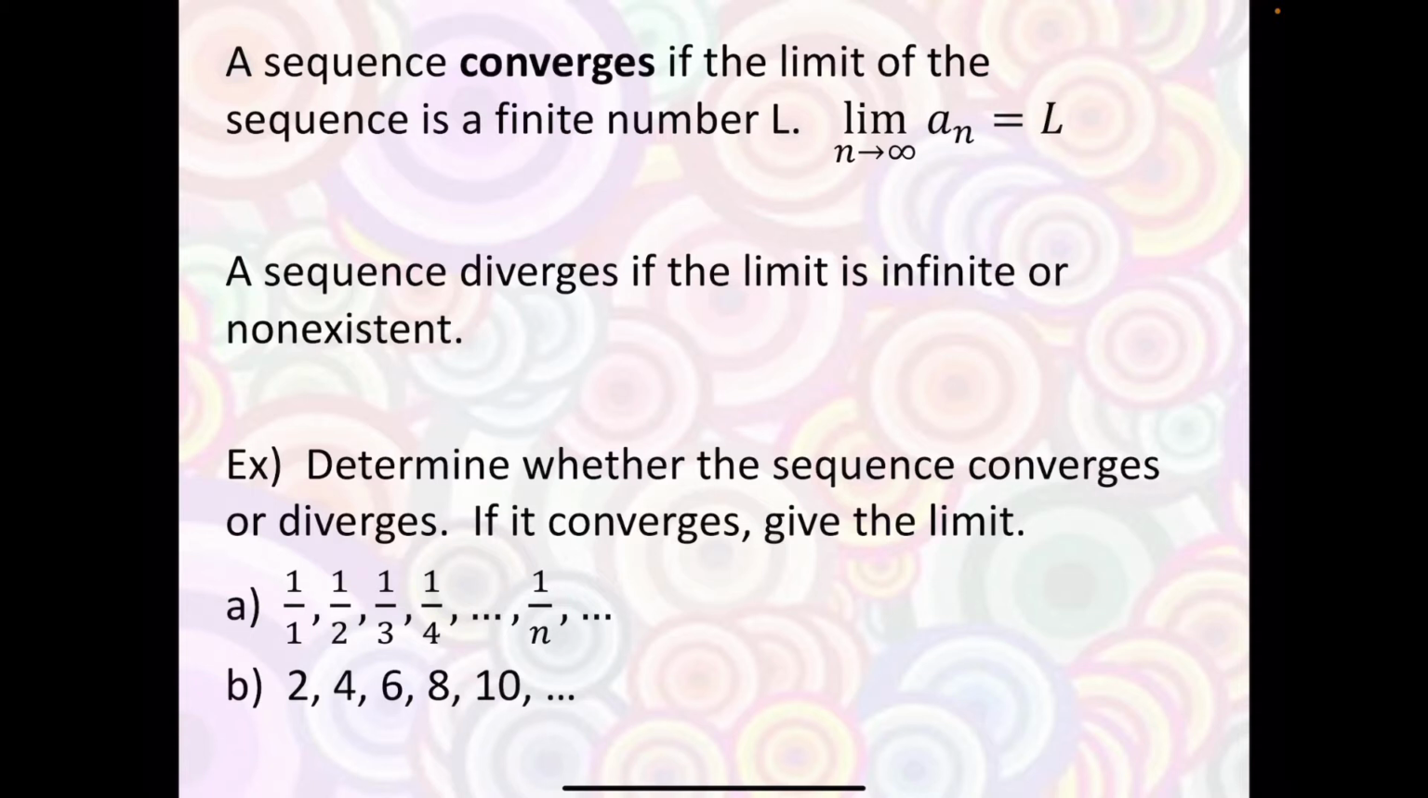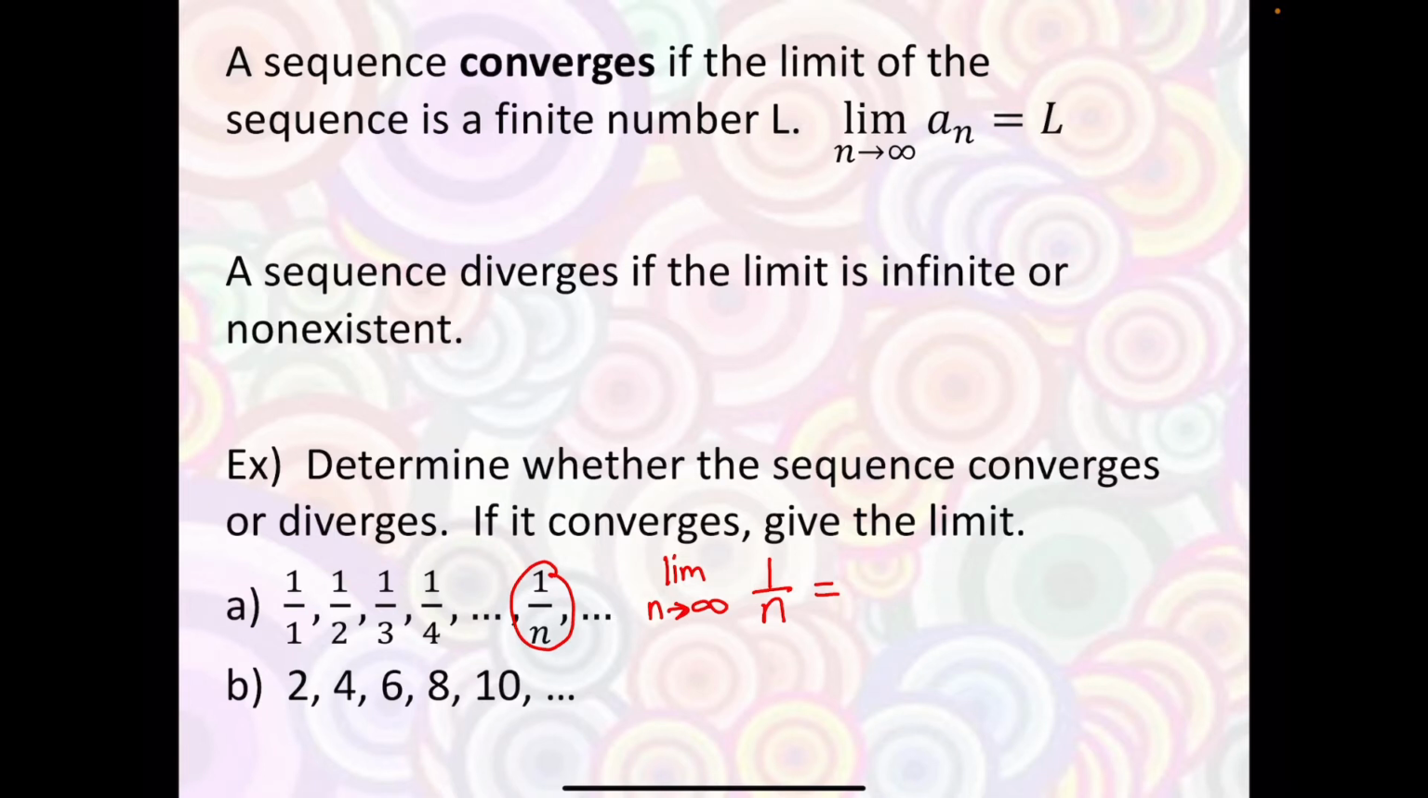So first thing we need to do is find the limit as n approaches infinity of our sequence. And our sequence equation, explicit equation, is already given to us. It's 1 over n, right here. And we need to find that limit.